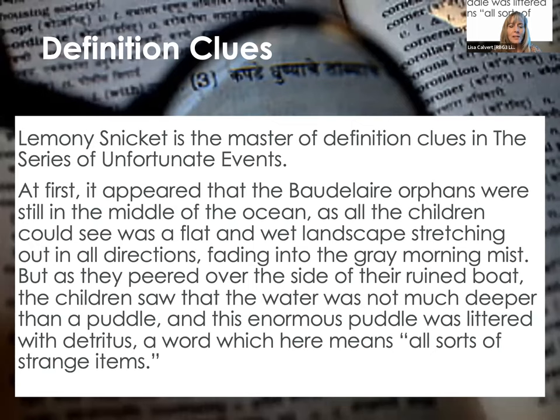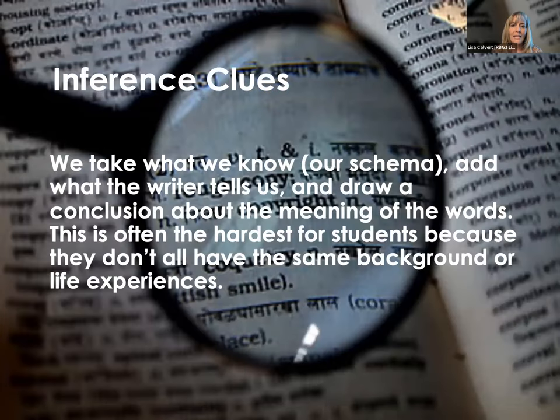At first it appeared the Baudelaire orphans were still in the middle of the ocean, as all the children could see was a flat and wet landscape stretching out in all directions, fading into the gray morning mist. But as they peered over the side of their ruined boat, the children saw that the water was not much deeper than a puddle, and this enormous puddle was littered with detritus, a word which here means all sorts of strange items.